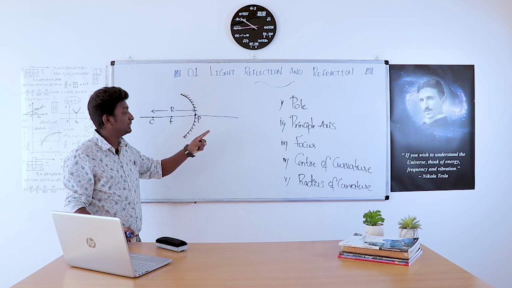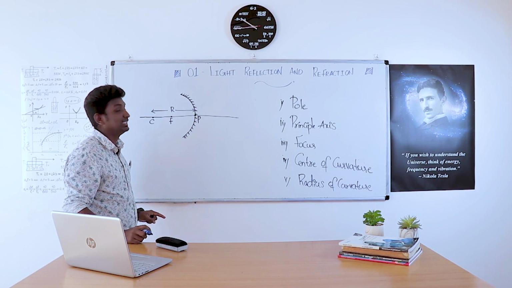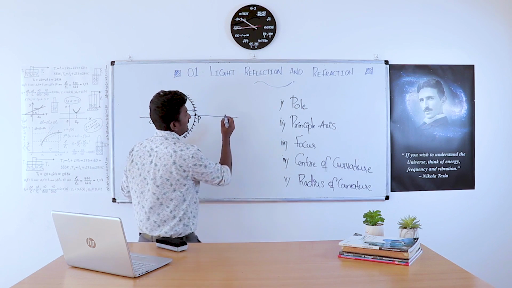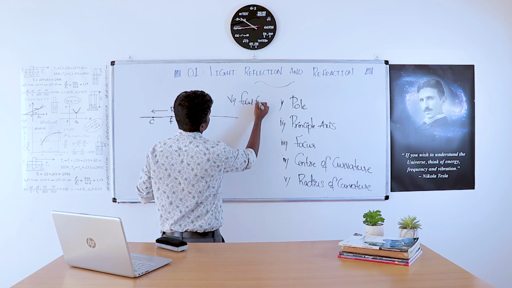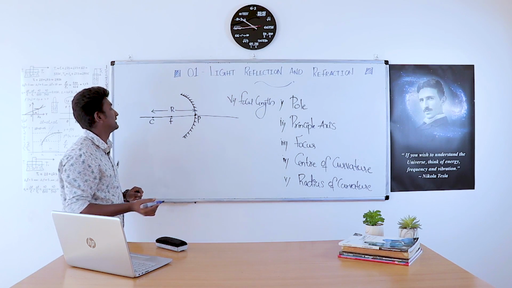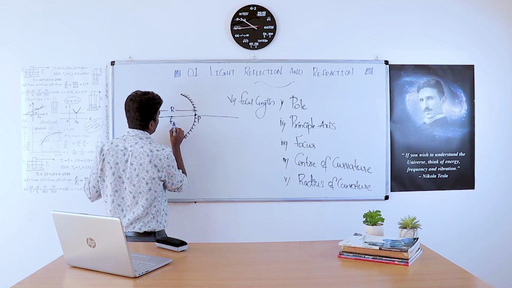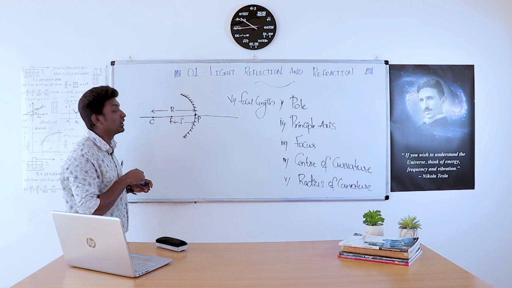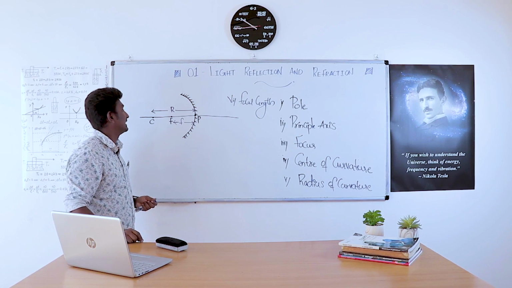So we have pole, principal axis, focus, center of curvature, radius of curvature. Now one more term we need to define. What is focal length? Focus is denoted by capital letter F and focal length is denoted by small letter f. Focal length is the distance between focus and the pole.